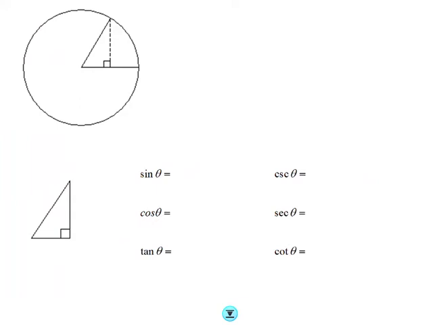The unit circle has a radius of 1. So on this circle, the radius would be 1. If we look at the triangle inside the circle, that means that the hypotenuse of this triangle is 1. If we are looking at an angle theta, and we have this point that is on the circle, this point has coordinates x, y.